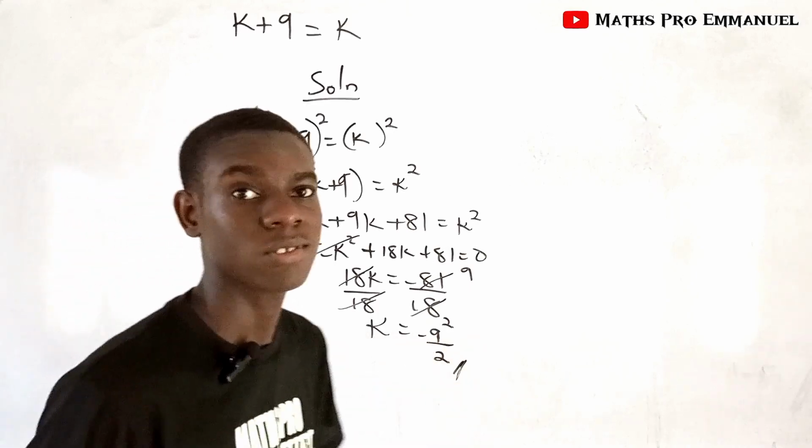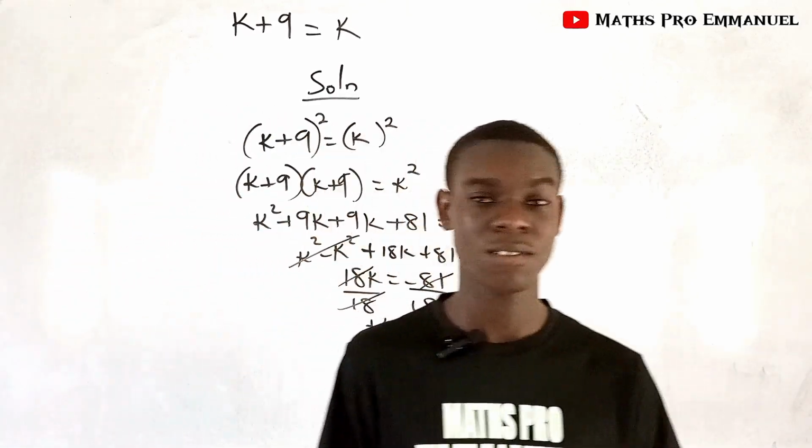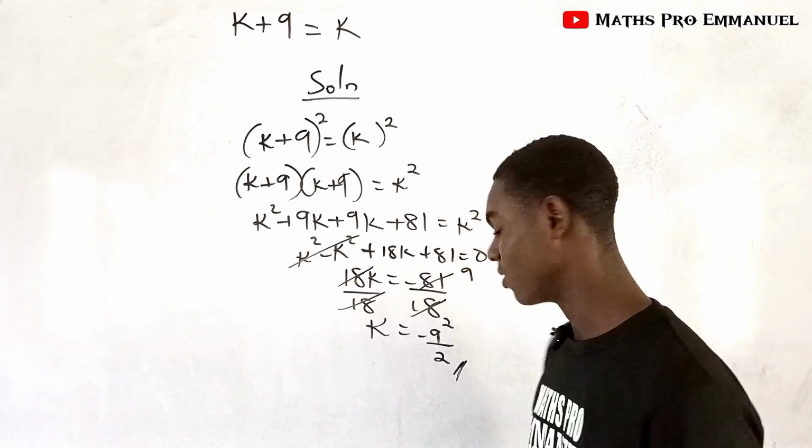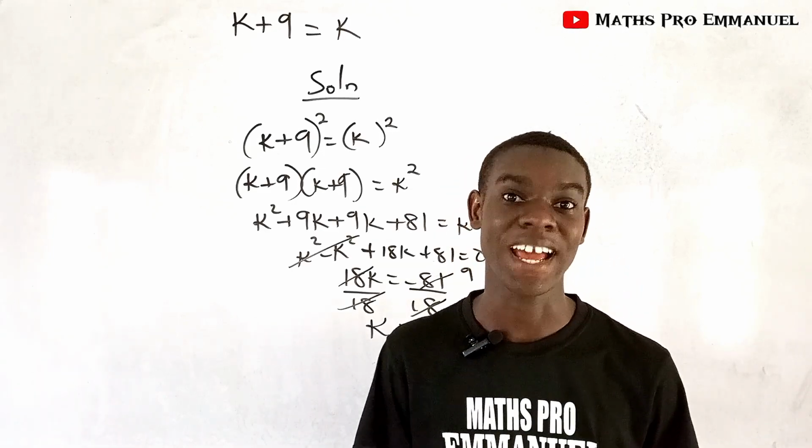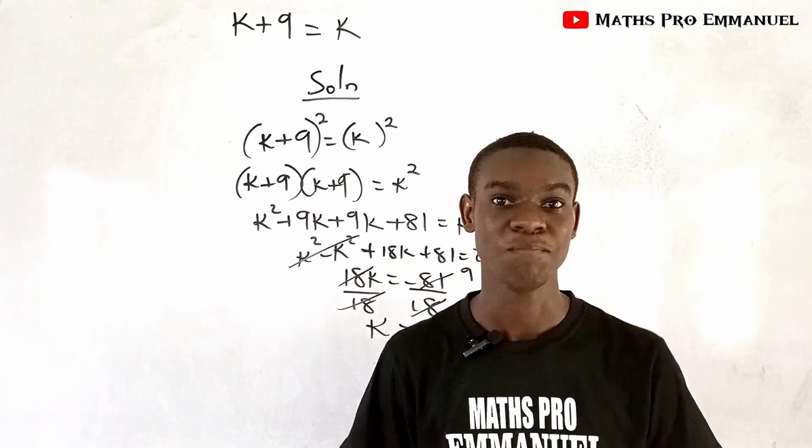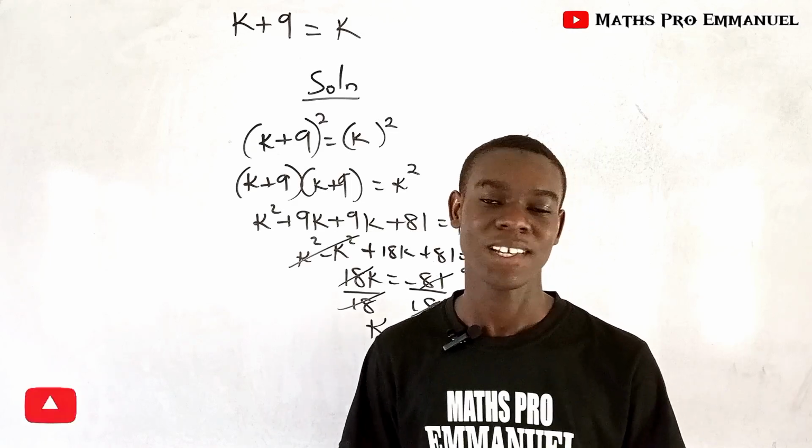So other creators will just stop here, then they will see k is equal to minus 9 over 2, then they will just say, don't forget to like, don't forget to comment, and make sure you follow me or subscribe. They will just stop here.